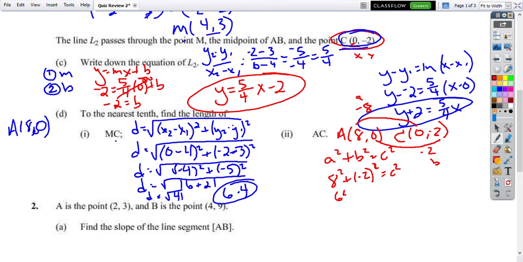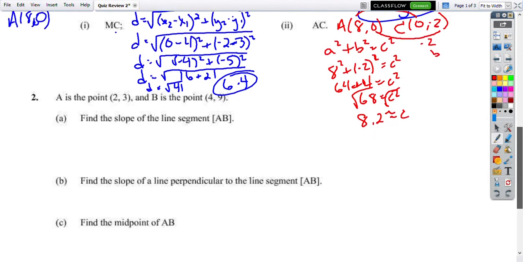So this is 64 plus 4, all right, which is 68. Remember, it's always positive, all right? And the square root of 68 is just over 8. We're going to guess and say 8.2, but we'll take a look. Square root of 68, 8.24. So 8.2, and that's approximately c, all right?